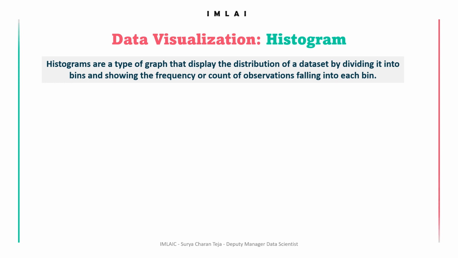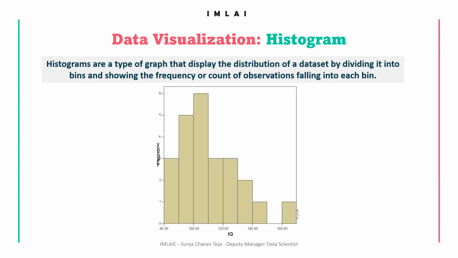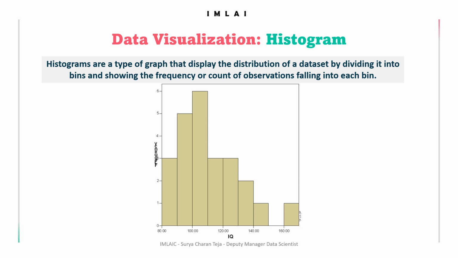So here, what will we do? Let's take an example. You can see on the screen, this is a typical representation of a histogram. On the x-axis, we have plotted students' IQ, and on the y-axis the count or the frequency of the student IQ. So how many students have that level of IQ?